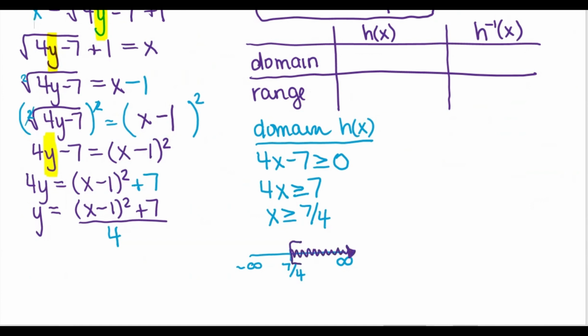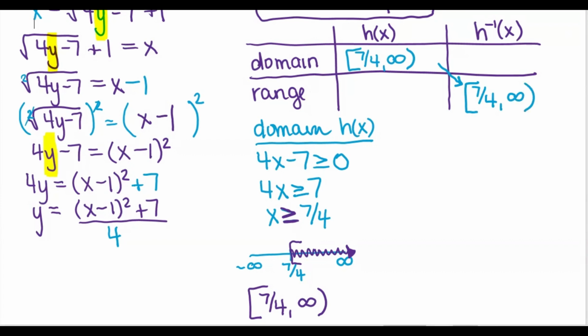We have a bracket because of the equal to under our inequality, and we get bracket 7/4 on up to infinity with a parenthesis, because your infinities always have parentheses, regardless of whether they are positive or negative. We just found the domain of the original, which means that we also found the range of the inverse.